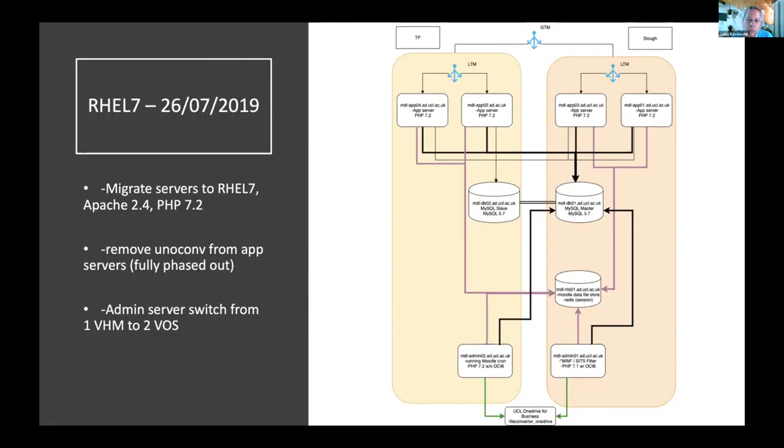What version of Moodle were you using? So 3.7 at this point. All the way through this 3.7. So it was 2019, so this was 3.4. In this summer here, we upgraded from 3.4 to 3.7, and then we stayed on 3.7 until November this year.